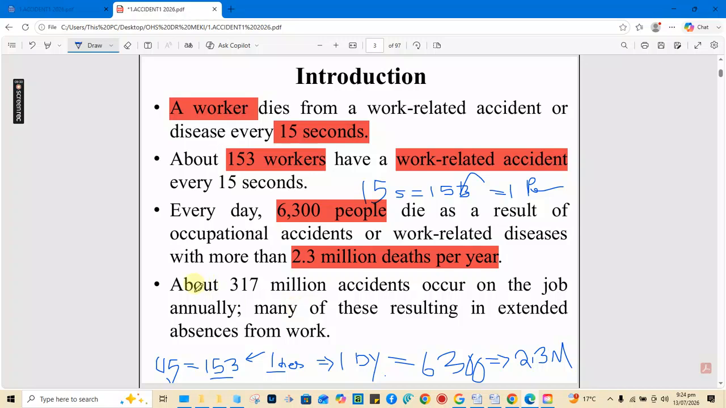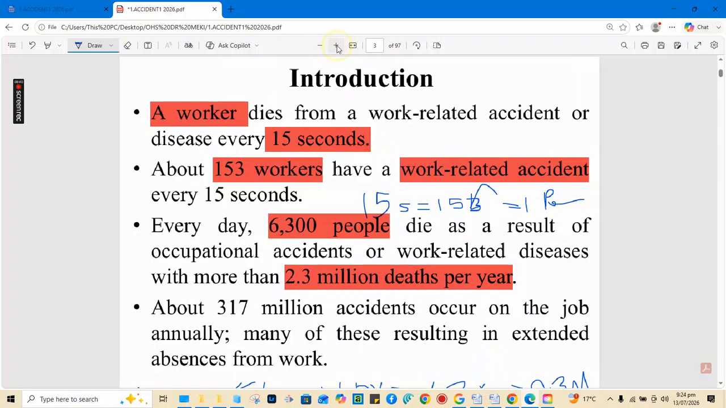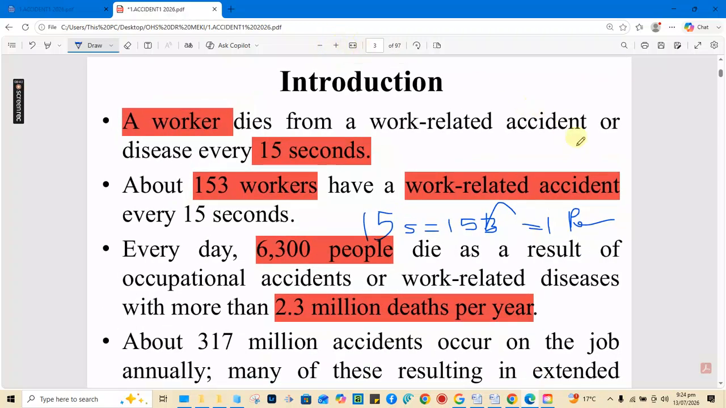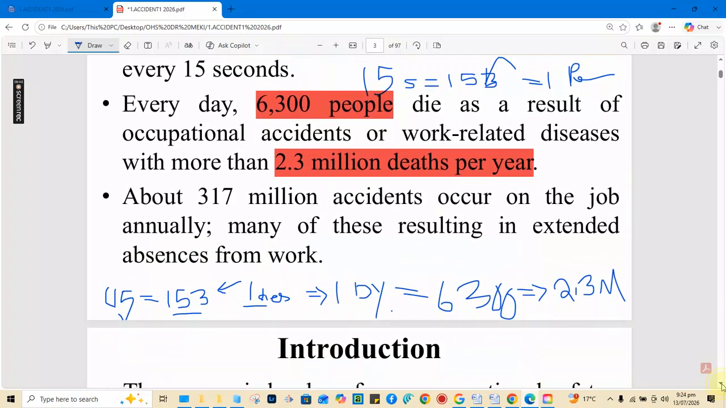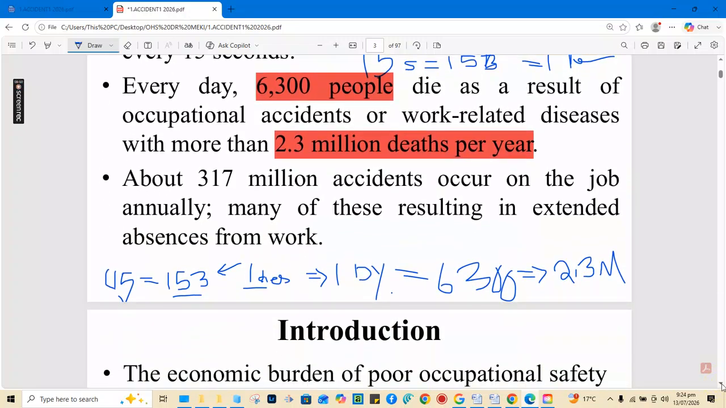Meaning here we have something interesting. About 317 million accidents occur on the job annually. Okay, that's annually, per year. 317 million accidents occur annually.